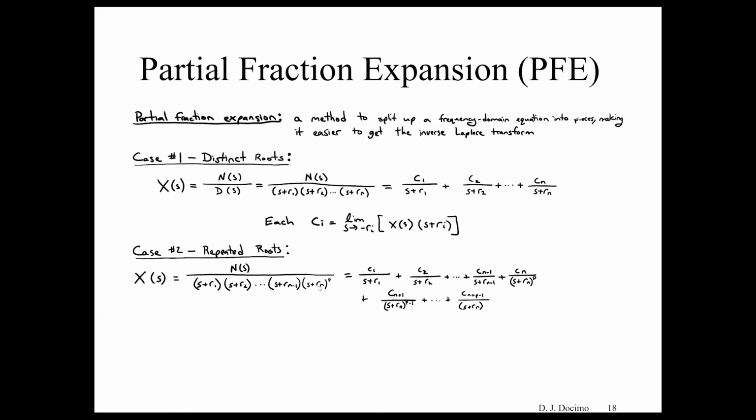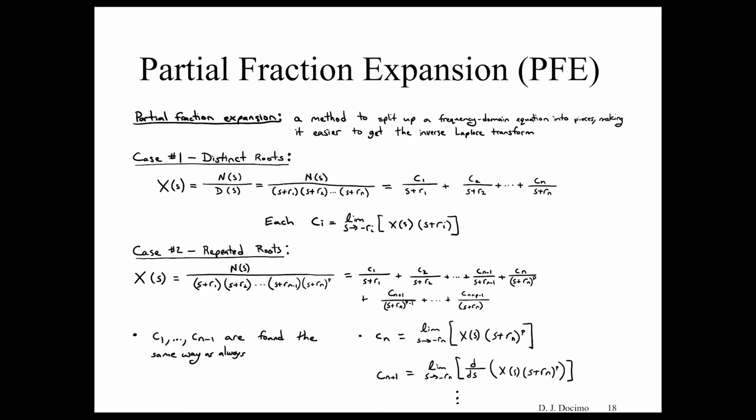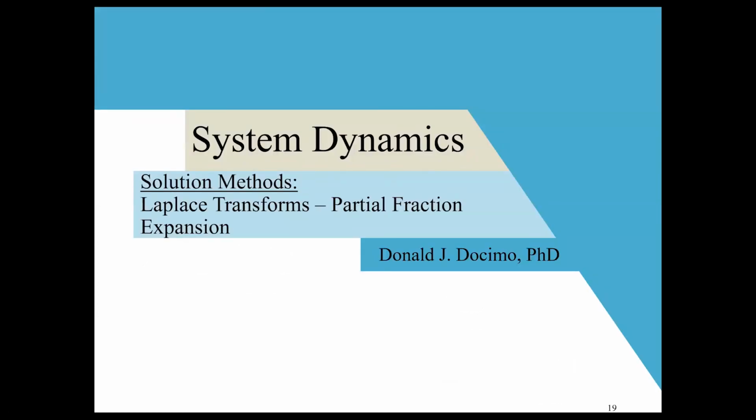For the repeated root, we start with p on the bottom for cn, and then as we increase cn, we take p minus 1, p minus 2, etc., until we get to a power of 1 at the end. C1 through cn minus 1 are found the same way as always, but cn and onward are found by taking the limit with respect to that root of X of s times s plus rn to the p, or the derivative with respect to s of X of s times s plus rn to the p, etc. So first order derivative, second order derivative, until you get to the end here. And that is the basics for partial fraction expansion.